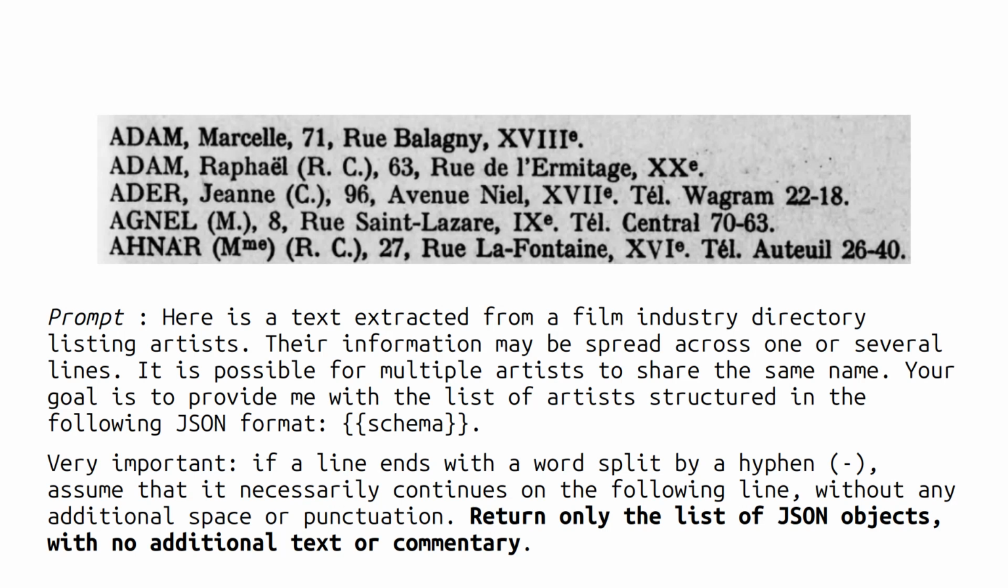Very important, if a line ends with a word split by a hyphen, assume that it necessarily continues on the following line, without any additional space or punctuation. Return only the list of JSON objects with no additional text or commentary.